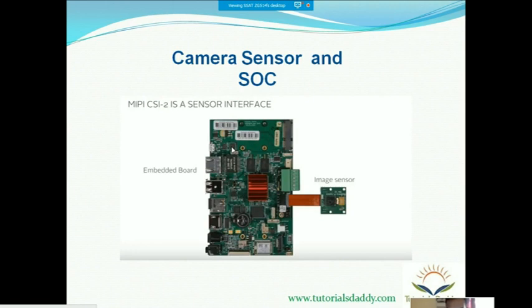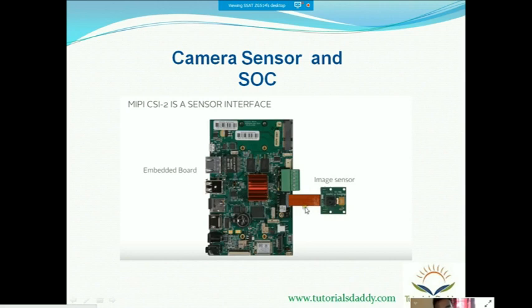This diagram shows our chipset or embedded board connected to the image sensor by a wire, which is called the MIPI CSI sensor interface. MIPI CSI is the camera serial interface, which is most widely used nowadays in almost all cameras. Most OEMs, vendors, manufacturers and semiconductor companies nowadays use the MIPI CSI interface for connecting the camera sensor or image sensor to the development board.